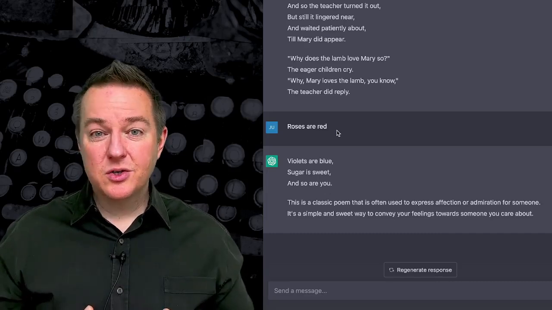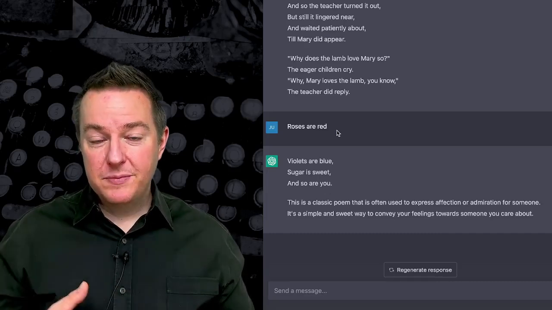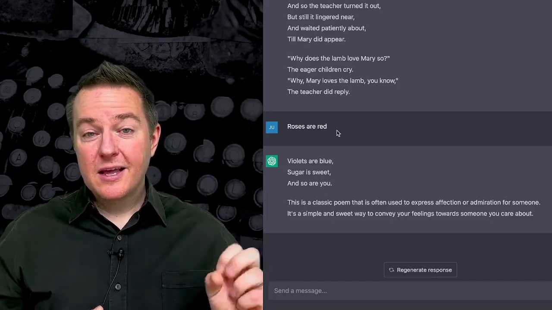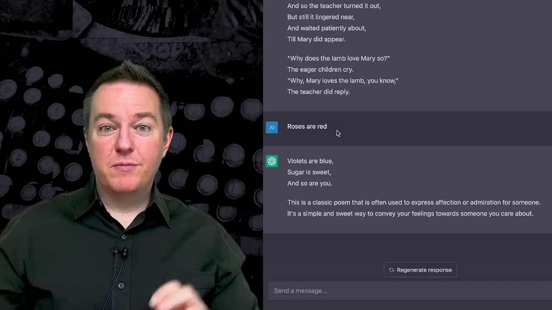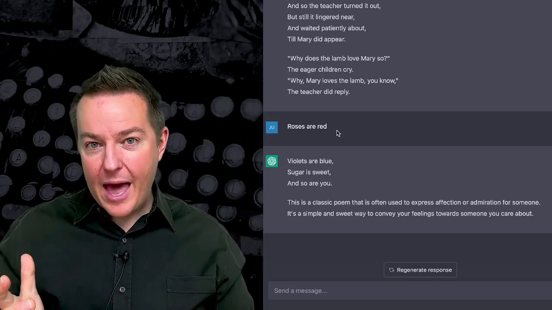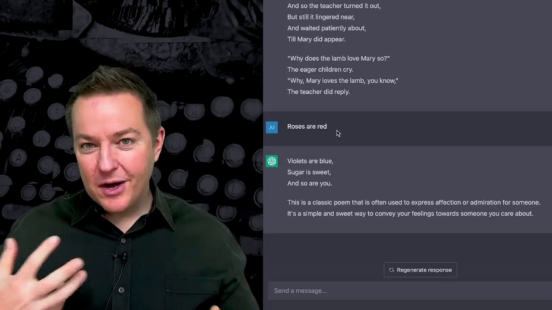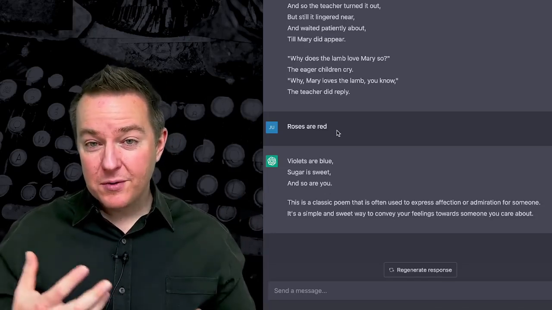So ChatGPT is certainly out there. There's a new version, GPT-4. There are models like Llama. There are variations on Llama like Alpaca. There's all kinds of different models that are coming out, and they're rapidly evolving.